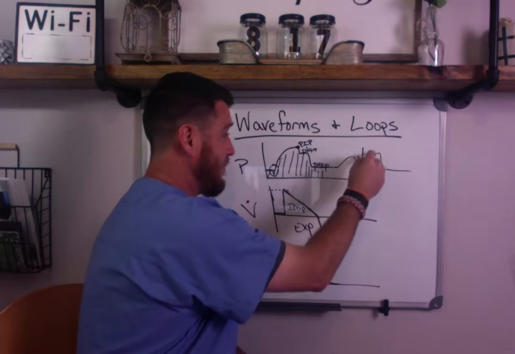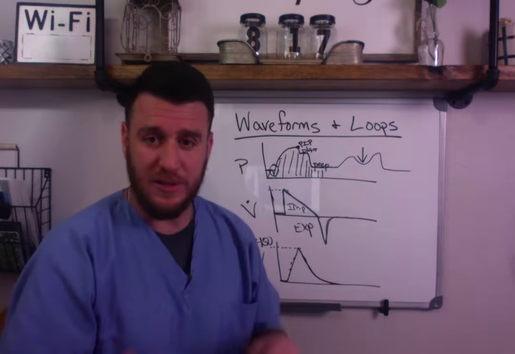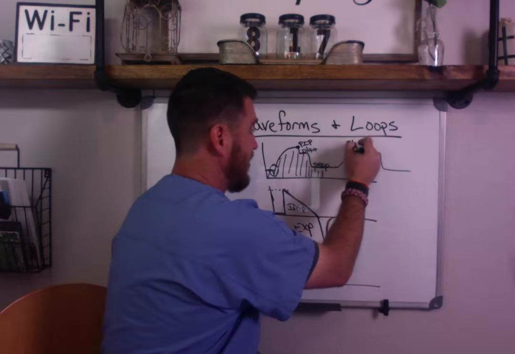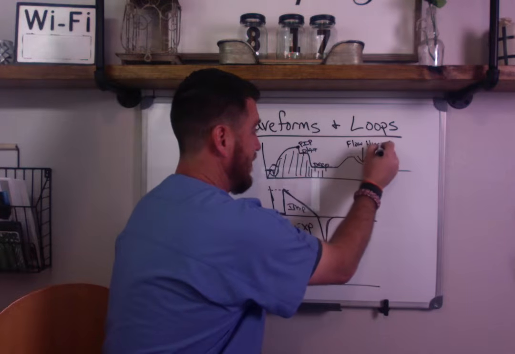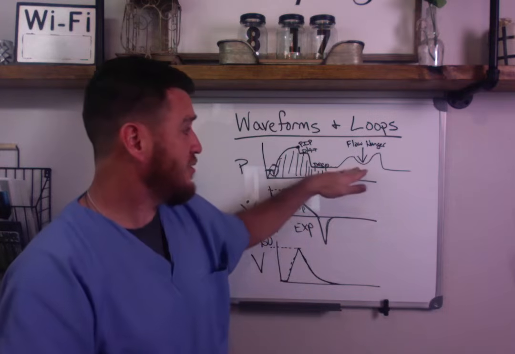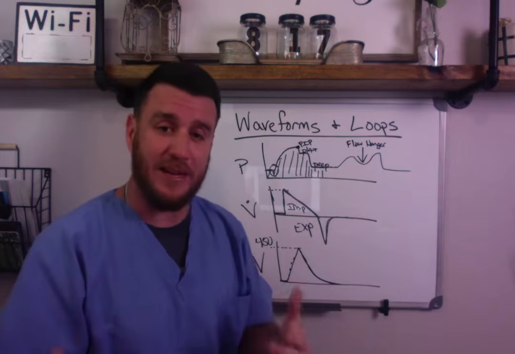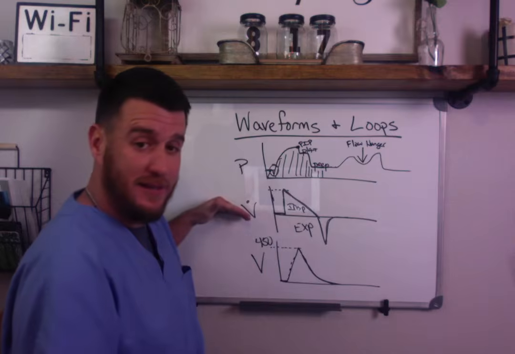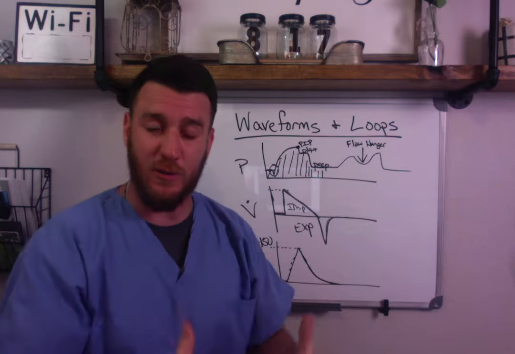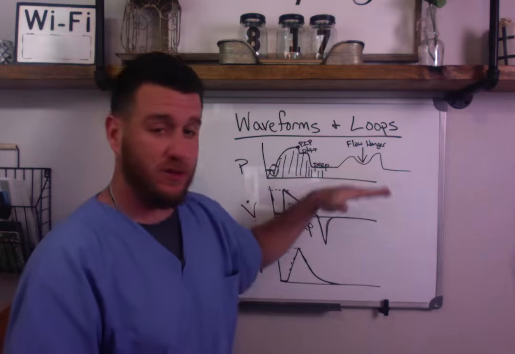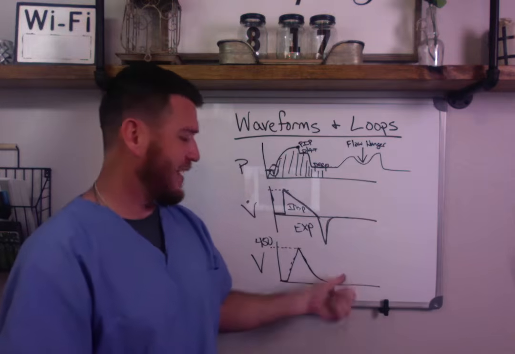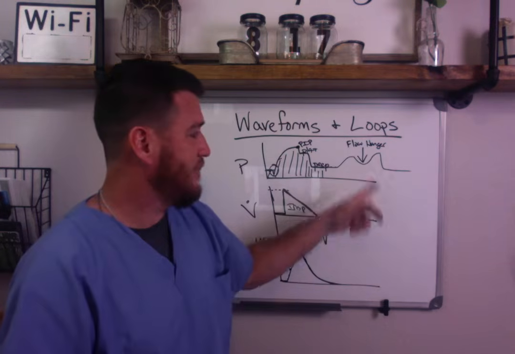This dip is telling you that your patient is flow hungry. So this dip is flow hunger. When you see this, you have to understand that what's happening is because your flow is set and because your volume is set, the only thing that can vary when you're in volume control is your pressure. So you go, well, this is weird. My flow looks normal and my tidal volume looks normal, but I got this dip in my pressure waveform.